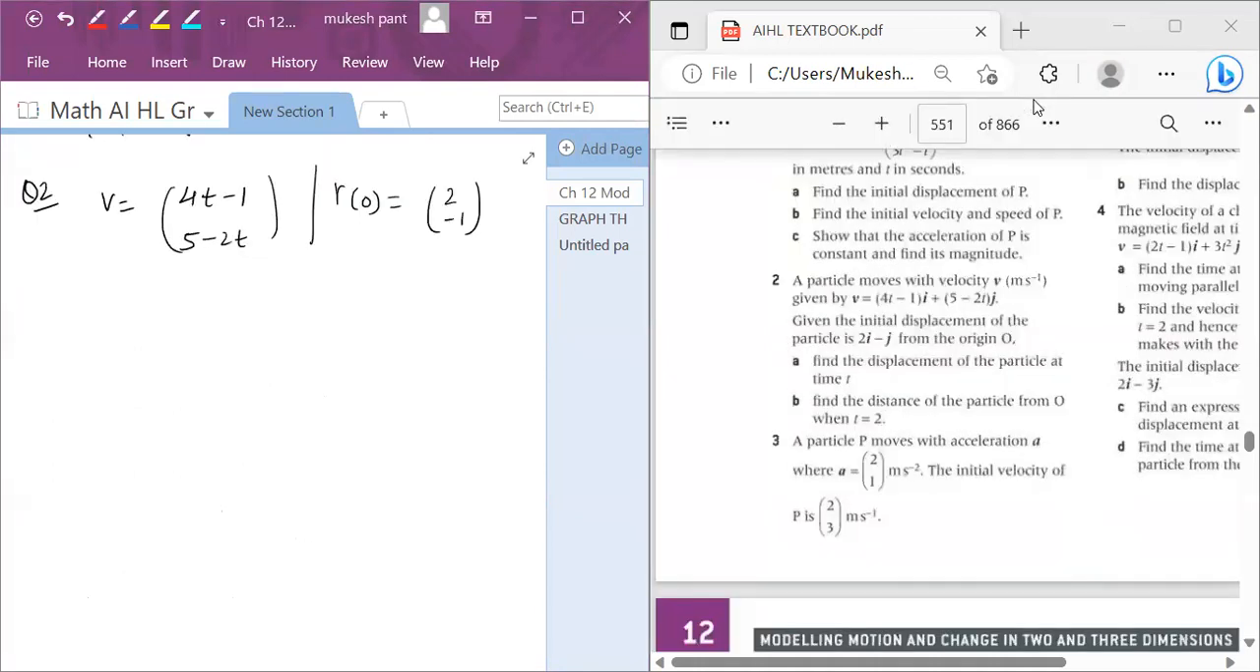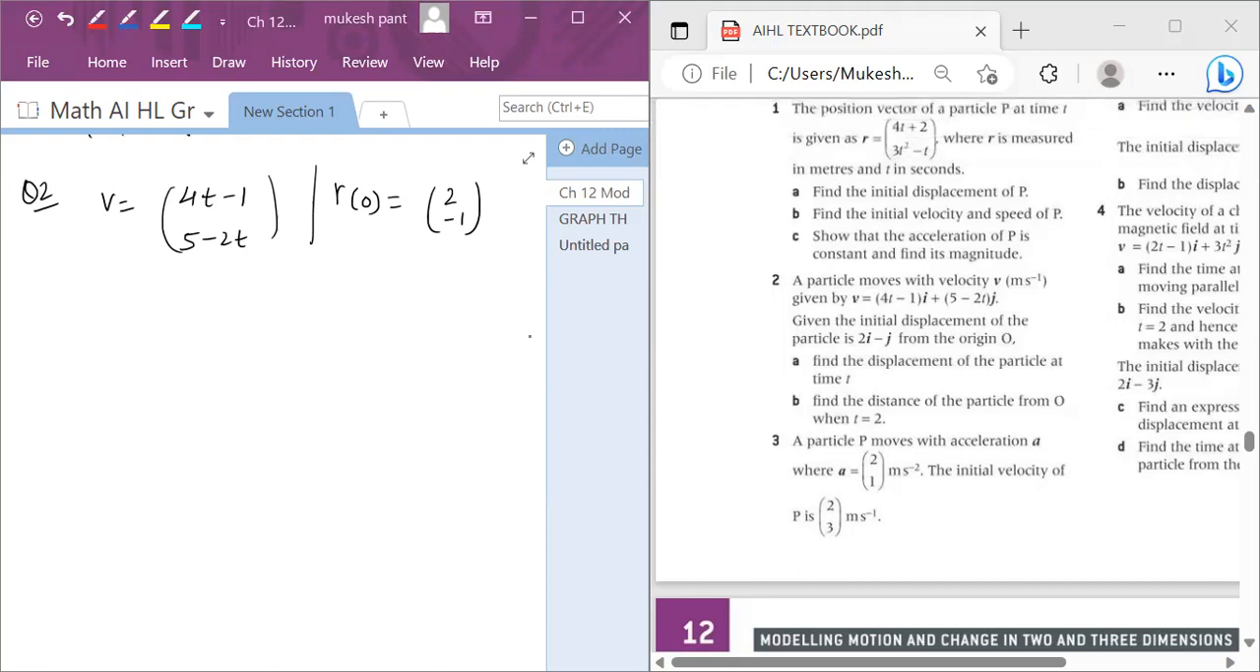Okay, so we look at question 2. A particle moves with a velocity v meters per second given by v equals (4t minus 1)i plus (5 minus 2t)j. Given the initial displacement of the particle is 2i minus j from the origin O. So we have velocity; I'm writing velocity as a column vector: 4t minus 1 and 5 minus 2t. Initial displacement r0 equals 2 and minus 1, right?